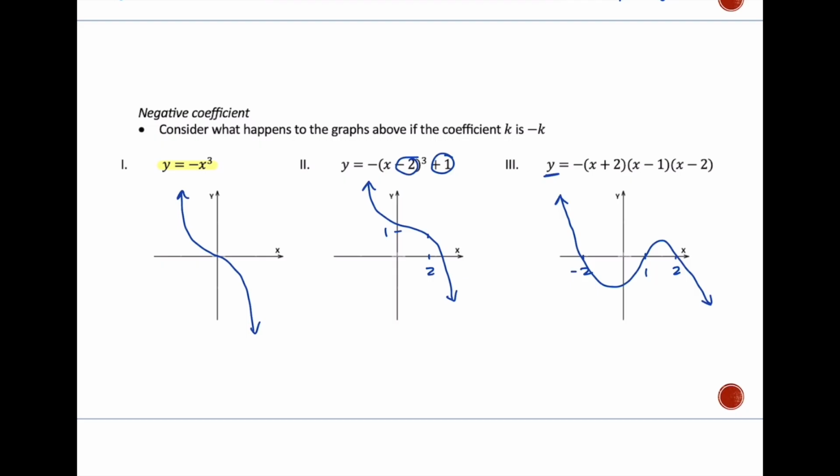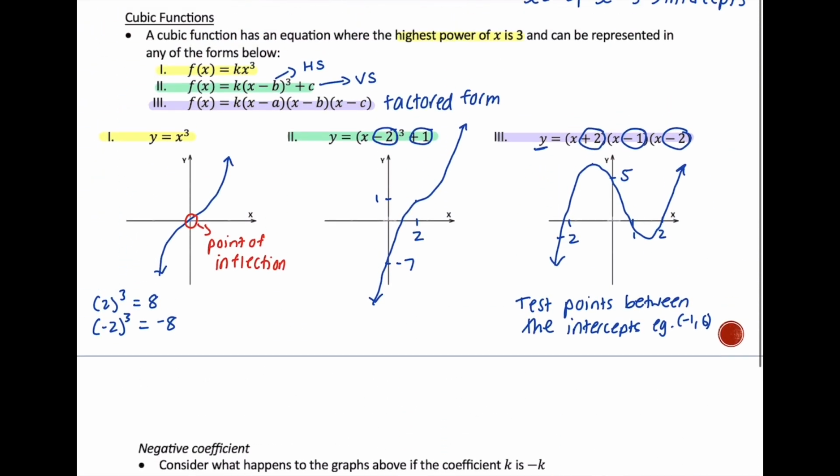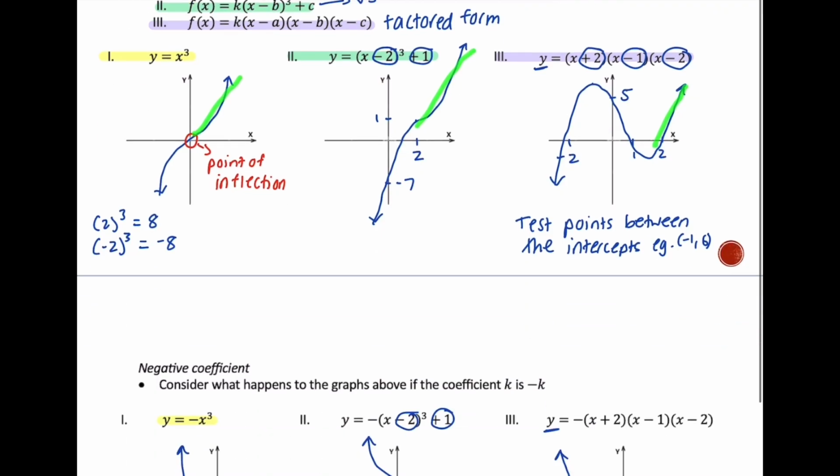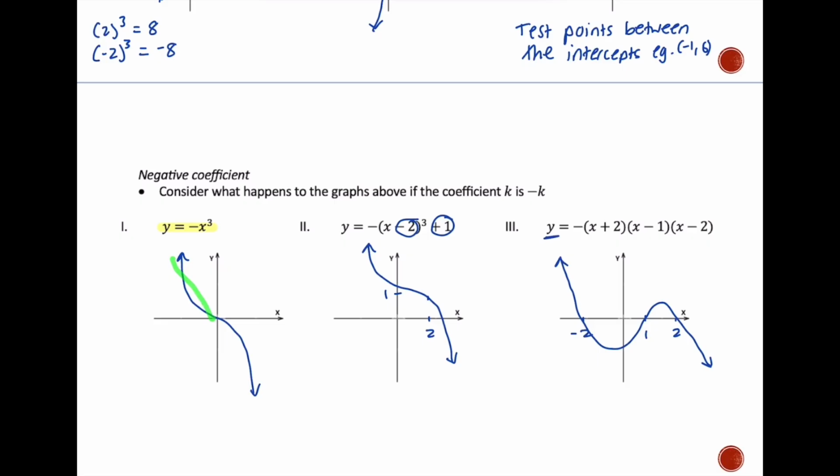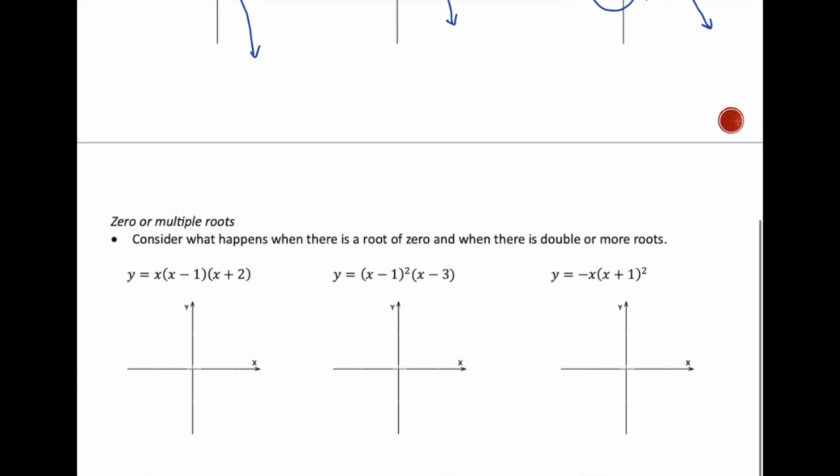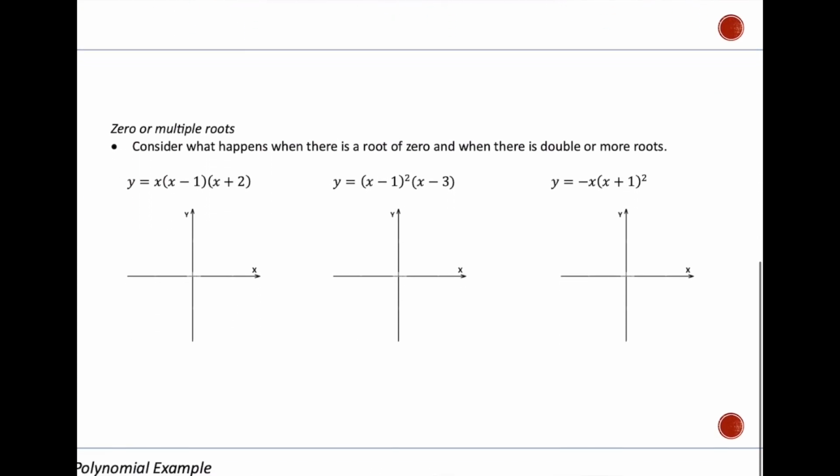So it's important to note that when it's positive, if I look back up here, can we see that everything is sort of heading to the right? And when it's negative, everything is heading in the left direction. And that's going to be important when we're graphing our other polynomials. We also want to consider what happens when there's a root of 0.